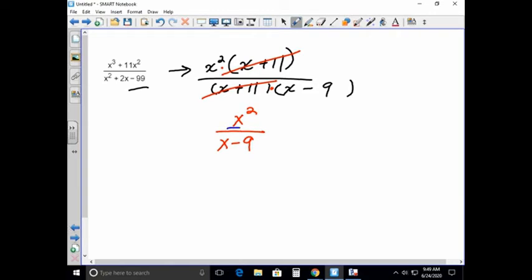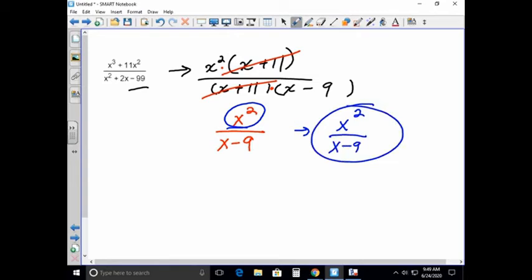Now some of you are going to look and say x is a factor there because that's really x times x, and that is true. But we cannot cancel one of those x's with that x because this x is not a factor. It has something subtracted from it, so it's a term. So if the piece on top or the piece on bottom that we want to use is a term or part of a term, we can't use it to reduce. So x squared over x minus 9, that's what that reduces to.